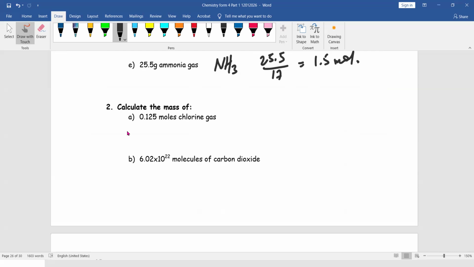Okay, this is the other way around. So if amount of moles is mass over molar mass, then what is mass? Moles multiply molar mass. Can you try this question?